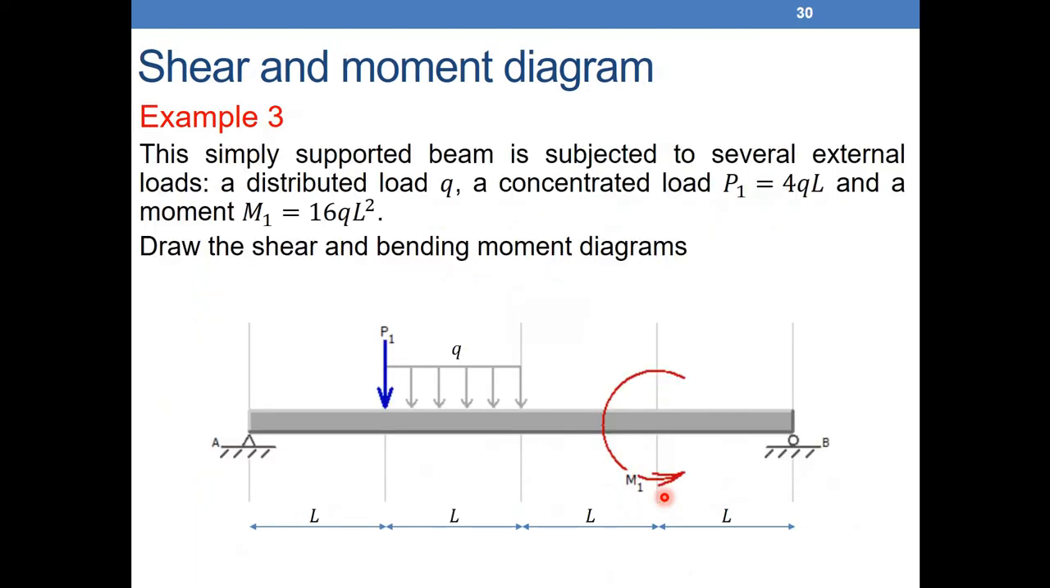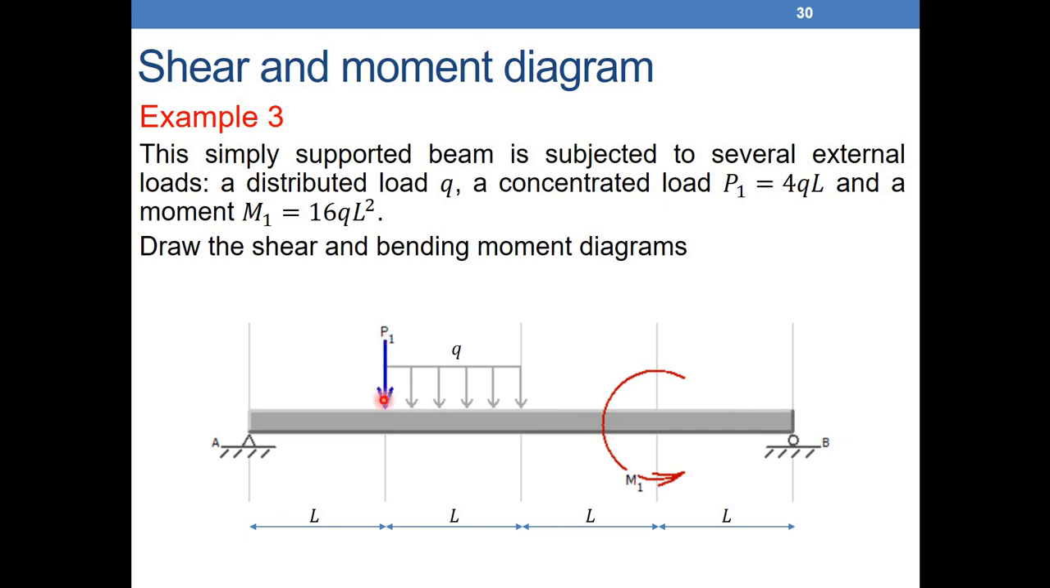So let's take now a third example. This example that I made summarizes, I guess it contains all the possible combinations that we might have in a shear and moment diagram problem. It is a very complicated one. So let's say I made this simply supported beam.